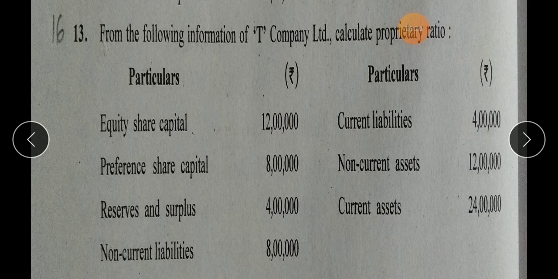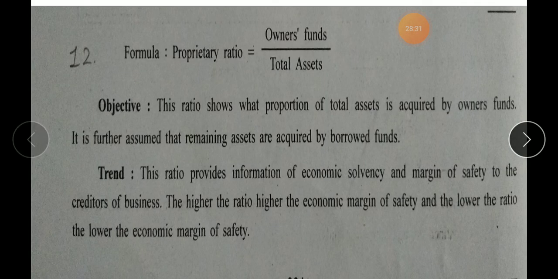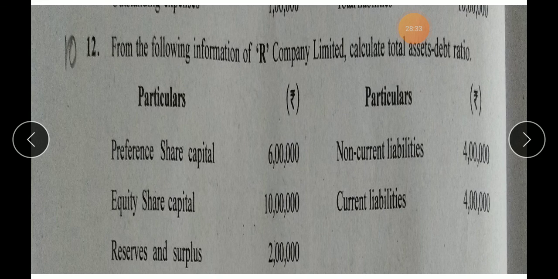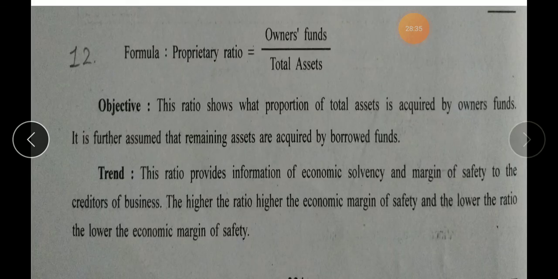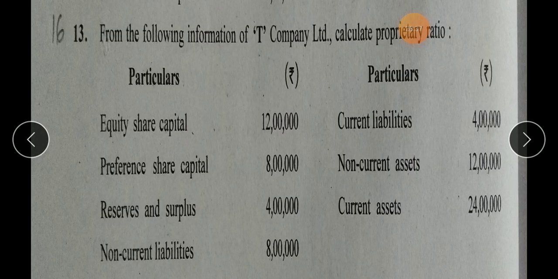With this we'll complete the lecture for today. And of course your homework is sum number 12 from exercise and sum number 13 also from exercise. Yes, the previous one is for the calculation of total assets to debt ratio, and the sum number 13 is about calculation of proprietary ratio. Yes, please learn the formulas thoroughly and practice all the sums.